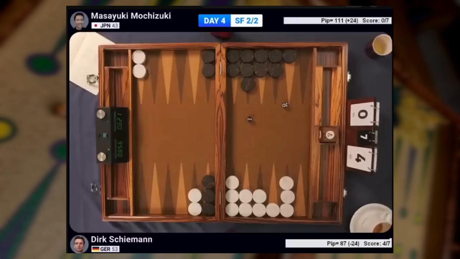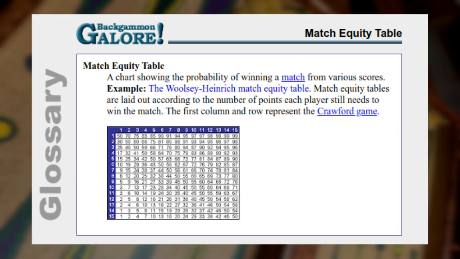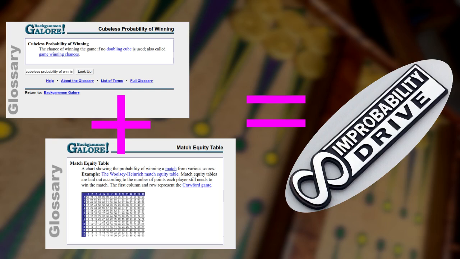What then? Maybe we can bypass the issue by conjuring a formula for estimating CPW, the cubeless win percentage, and combine it with match equities to figure out cube actions at any score. Sounds great, you say, but I find the idea unfeasible. And I'll explain why by showing you what I found when I tried to construct such a formula.